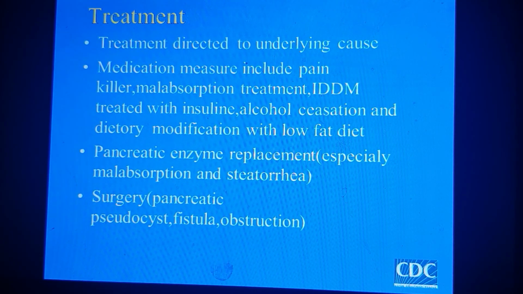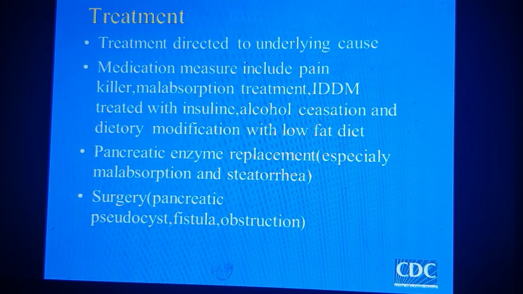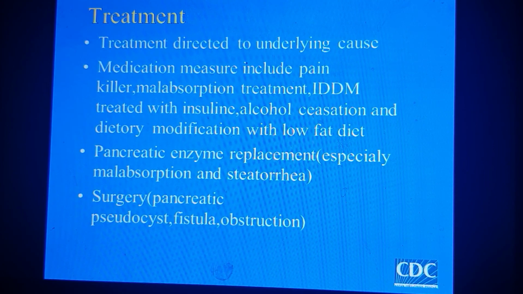Surgery, at last. Surgery here can be used in pancreatic pseudocyst, or in case of pancreatic fistula, or in case of intestinal obstruction, as a complication of chronic or acute pancreatitis.